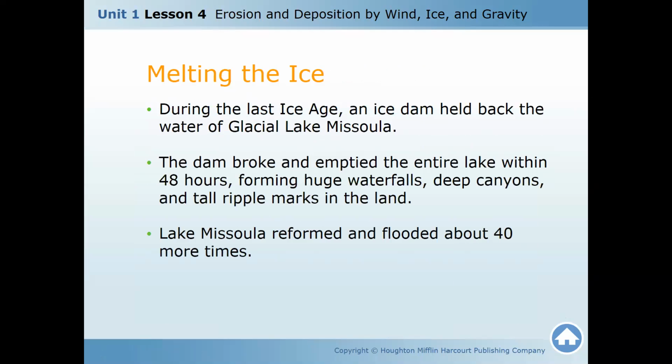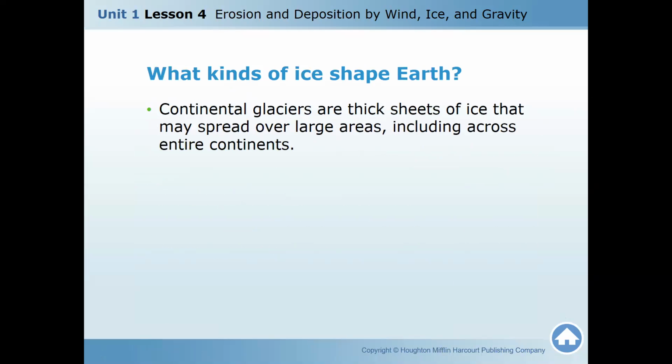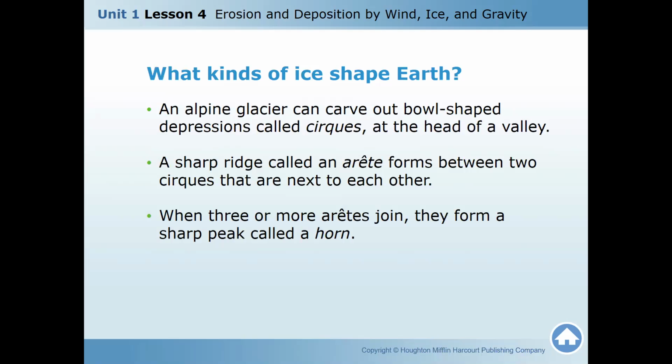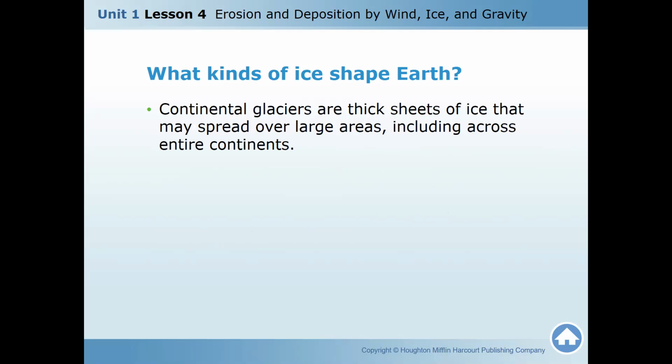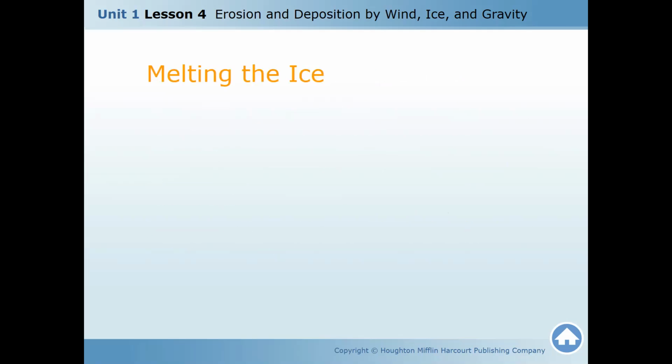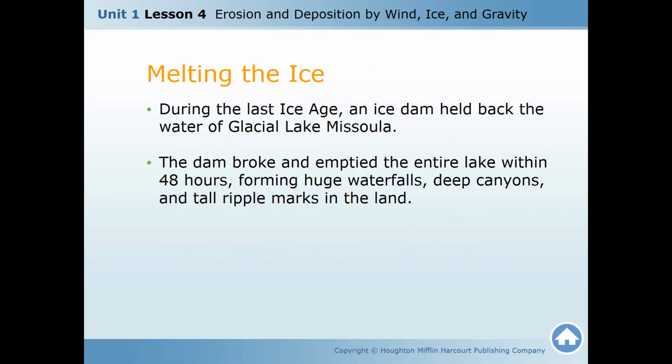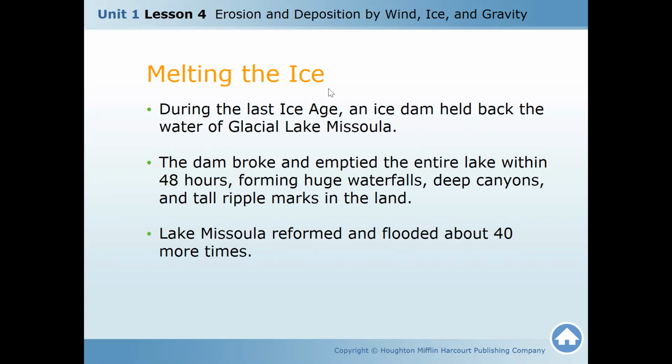Now here we have what kind of ice shapes Earth. We studied about Earth's joint, they form sharp peak horn. Okay, this is done. Melting of the ice. During the last ice age, an ice dam held back. I think better you all have to read this. Noor, can you read this page?